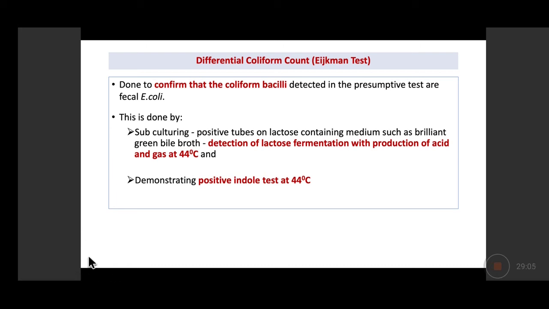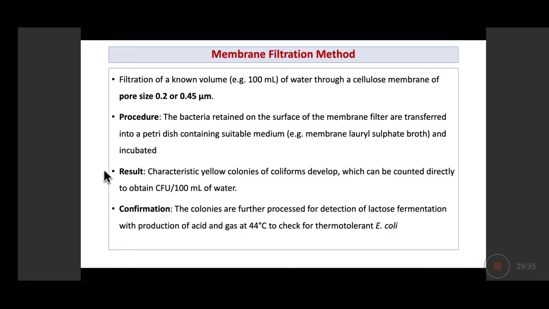Okay, and then we see whether there is fermentation with the production of acid or gas or not, because it is a thermotolerant E. coli. We can also demonstrate a positive indole test at 44 degrees. So if the bacteria survive at 44 degrees, it will give a positive indole test. So this is also known as the Eijkman test, named after the person. He was a Dutch physician who worked on water testing methods.